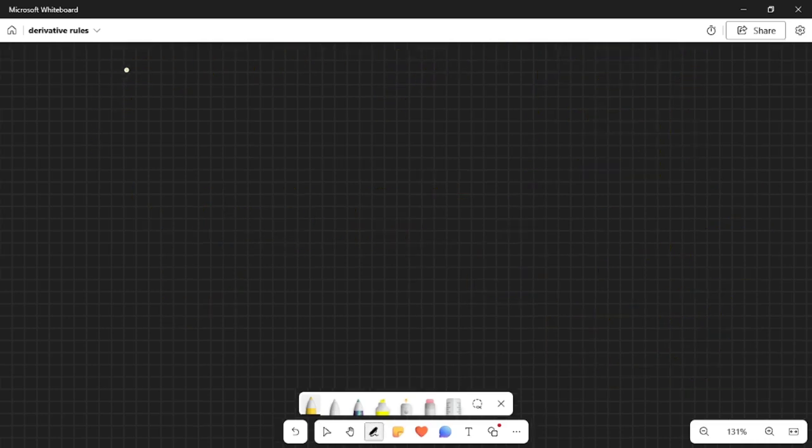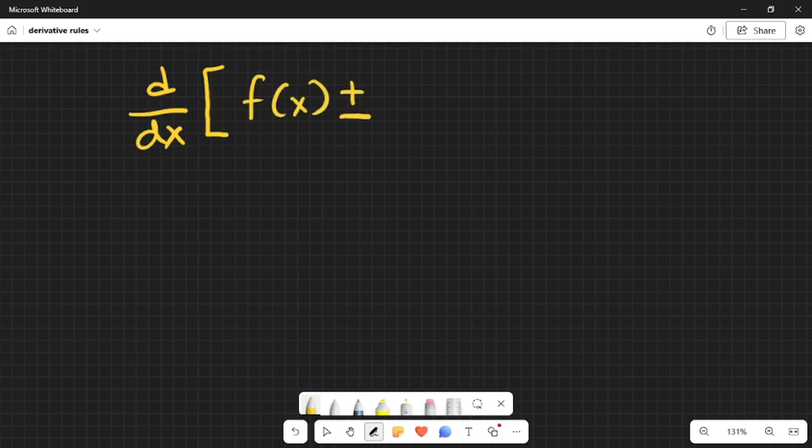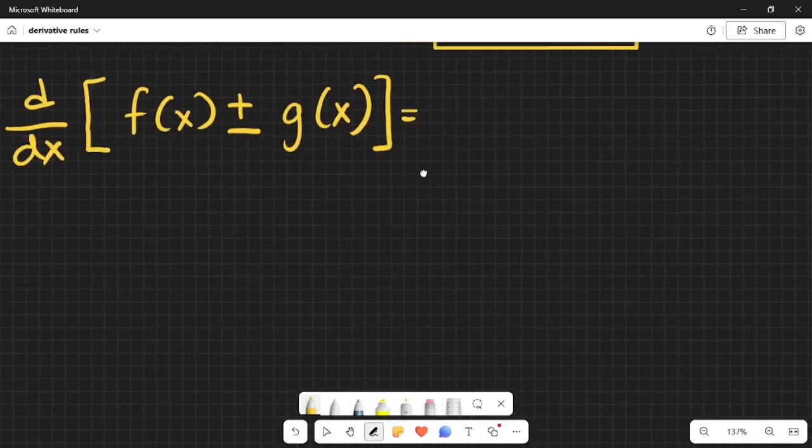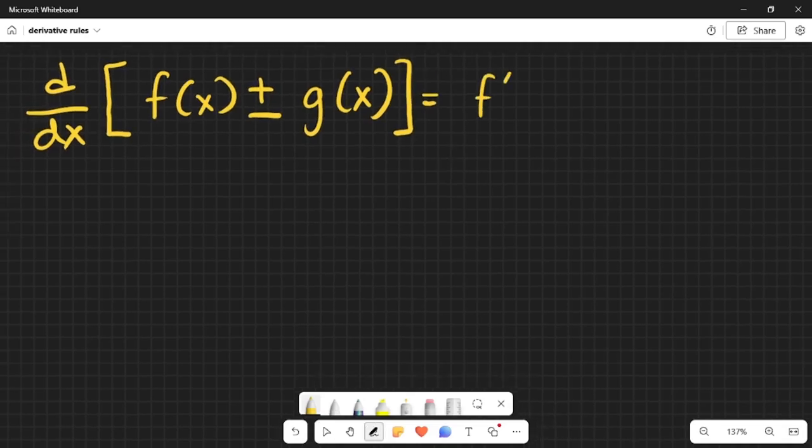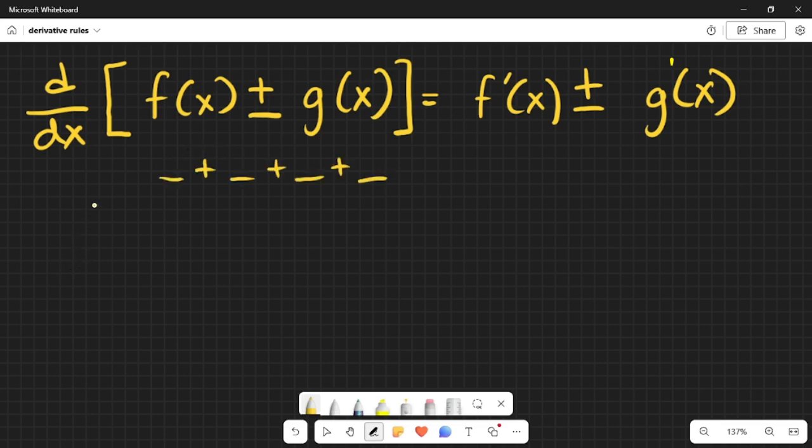Now for our sum and difference rule, this is for derivatives with polynomials, multiple terms. So it says that if f of x plus or minus g of x, then the derivative would be the derivative of the first term plus or minus the derivative of the second term. This also works if you have multiple terms. An example, for an easy one: what's the derivative of x squared plus x? How do you get the derivative of two terms?